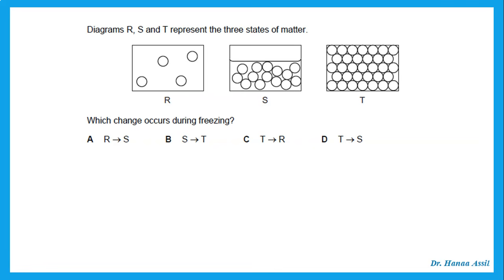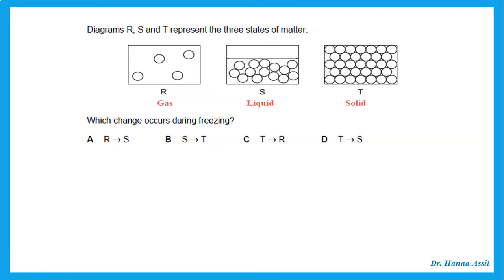Diagrams R, S, and T represent the three states of matter. Which change occurs during freezing? What is freezing? Freezing is change from liquid to solid. So which one is liquid to solid? That is B. Okay.